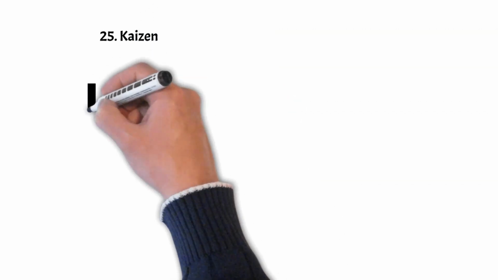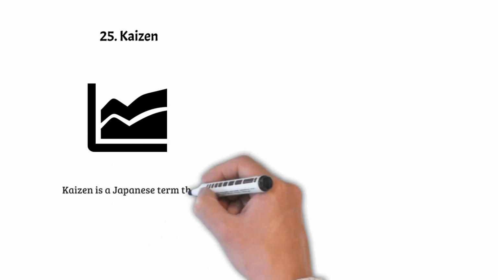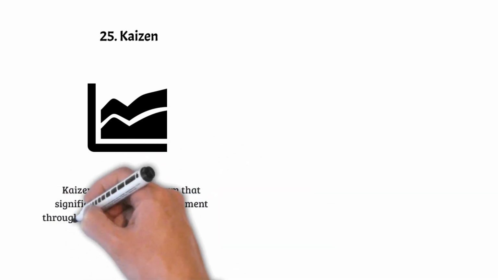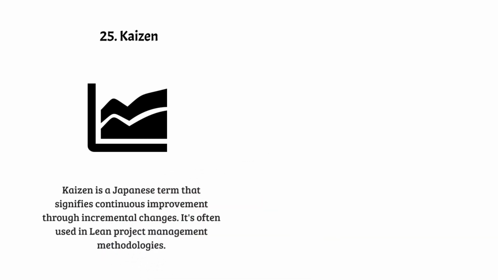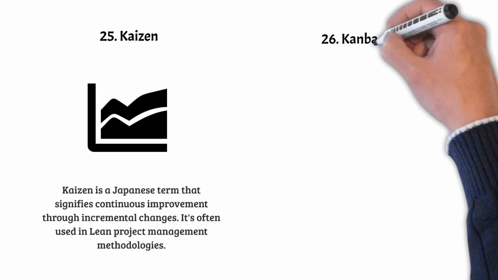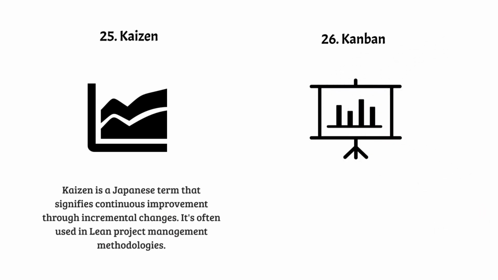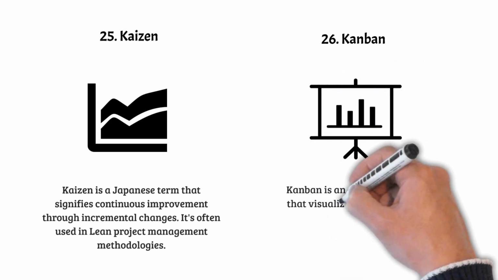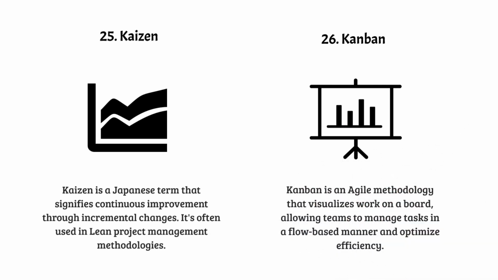25. Kaizen. Kaizen is a Japanese term that signifies continuous improvement through incremental changes. It's often used in lean project management methodologies. 26. Kanban. Kanban is an agile methodology that visualizes work on a board, allowing teams to manage tasks in a flow-based manner and optimize efficiency.